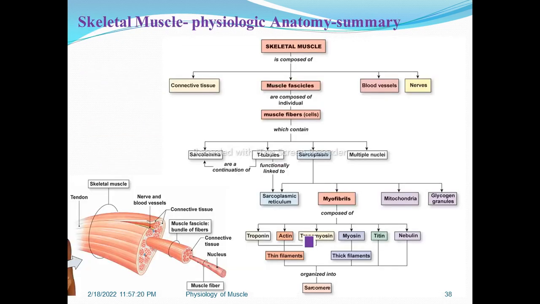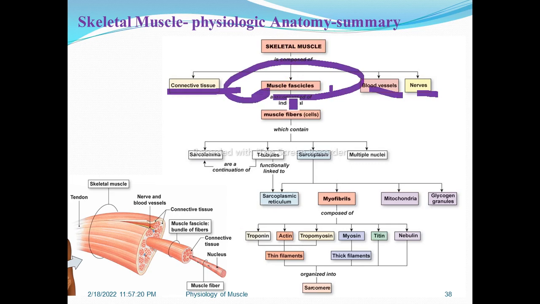The other is skeletal muscle organization. Skeletal muscle is composed of connective tissue, muscle fascicles, blood vessels and nerves. Muscle fascicles are composed of individual muscle fibers. Muscle fiber contains sarcolemma and T-tubule. Sarcolemma is covering T-tubule, the transverse tubule. Sarcoplasm is the fluid compartment with multiple nuclei.